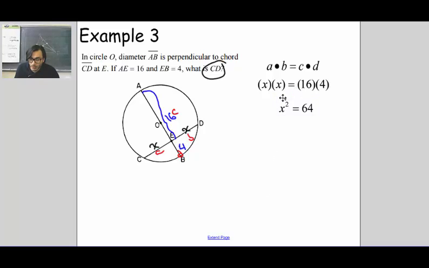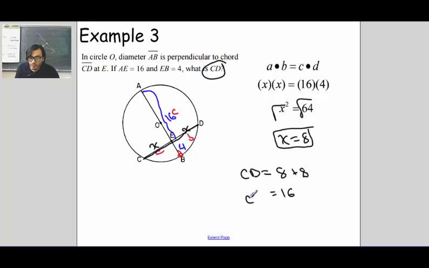The only way you could get rid of this square here is by square rooting both sides. So both sides are square rooted. X equals 8. That's not my final answer, right? CD is the whole chord. X is only half the chord. So if I want to get the length of CD, I have to add 8 plus 8, and that's going to give me 16. So the final answer is CD equals 16.